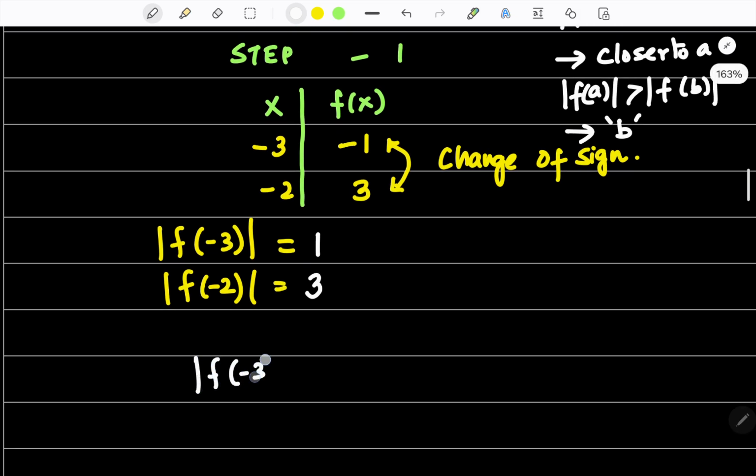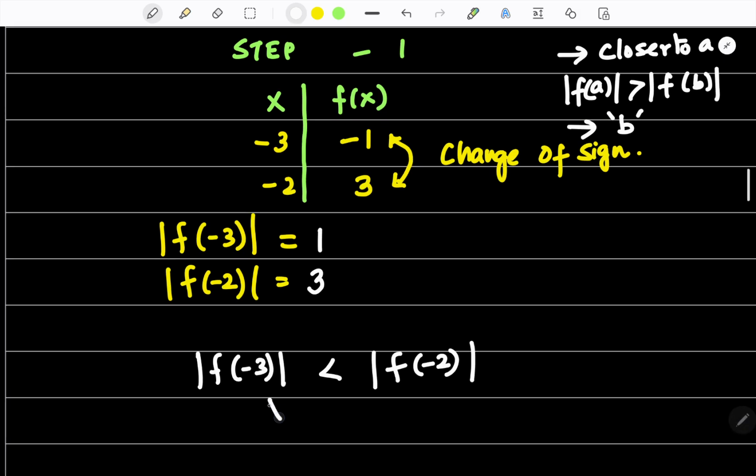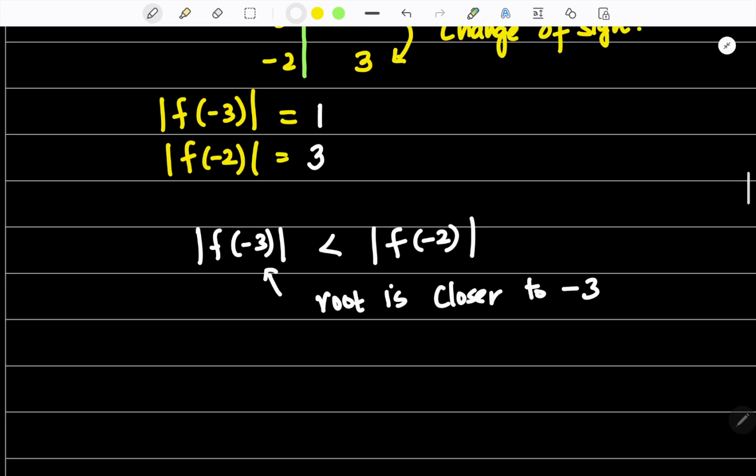The absolute value of f of minus 3 is less than f of minus 2. So the root is closer to which one? The root is closer to minus 3. So in between, this is minus 2 and this is minus 3.